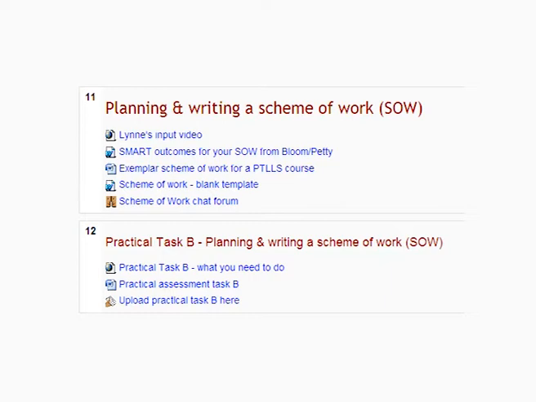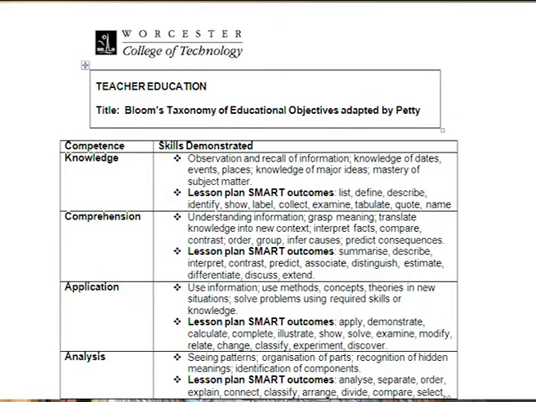If you look at the Moodle block for this block of study, you'll see that underneath my input video there's a link to Smart Outcomes for Your Scheme of Work from Bloom/Petty. This is a piece adapted from Geoffrey Petty's book Teaching Today, which summarises Bloom's taxonomy of cognitive outcomes. Use this when you're putting together the outcomes that will go into your scheme of work.